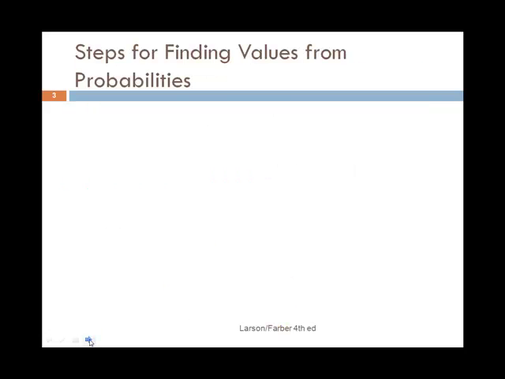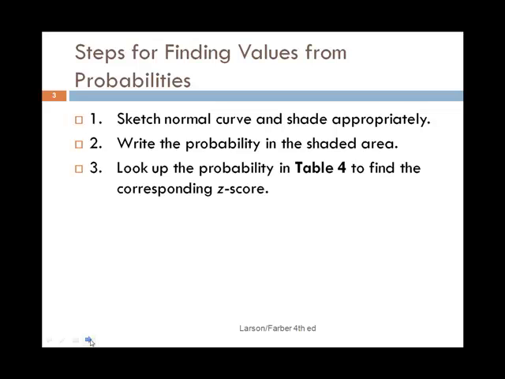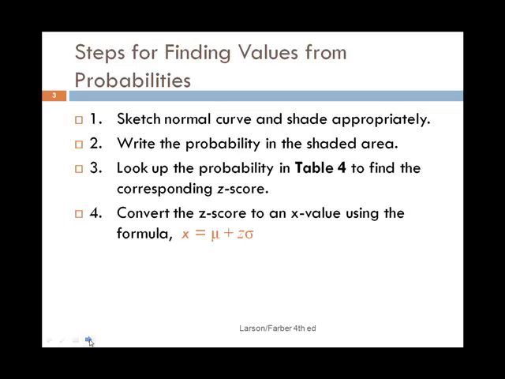Okay, so let's find a value from a probability. The steps will be: sketch a normal curve and shade appropriately, write the probability in the shaded portion, look up the probability in Table 4 to find the corresponding z-score, and then convert the z-score to an x value using the formula x equals the mean plus z times the standard deviation.